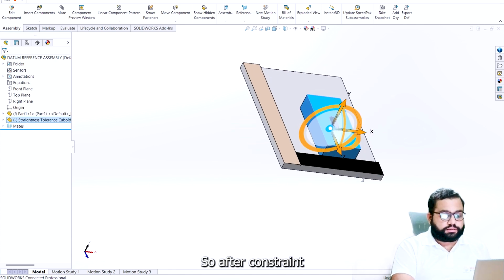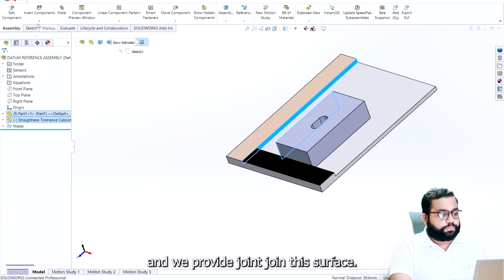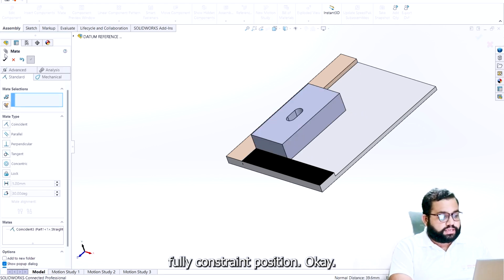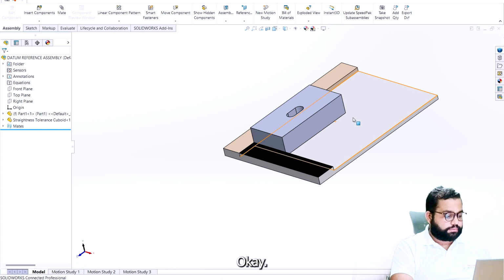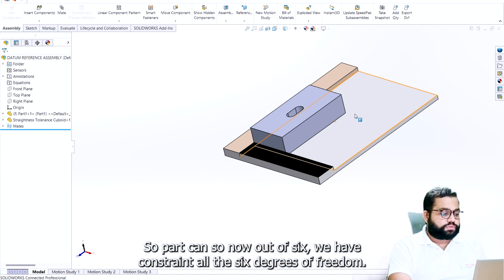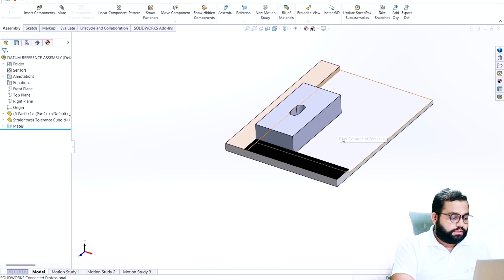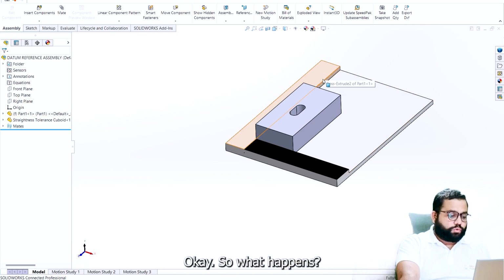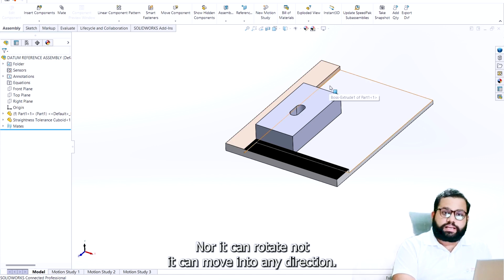So after we constrain this surface with this surface, and we join this surface, the part is now in a fully constrained position, locking all 6 degrees of freedom. So out of 6, we have constrained all the 6 degrees of freedom. We bring this component to arrest along all the perpendicular surfaces of the part. So what happens? It cannot move in any direction and cannot rotate in any direction.